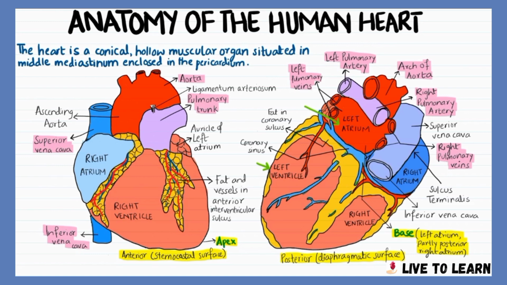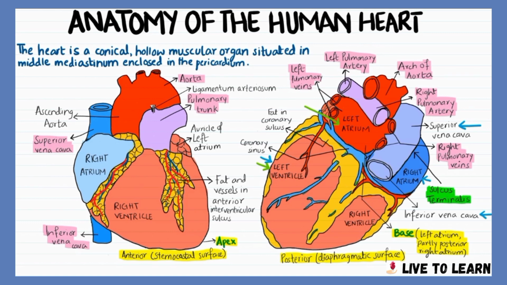The right acute border of the heart is formed by the superior vena cava, the right atrium, and the inferior vena cava, as indicated by the blue arrows. The left obtuse border is formed by the left ventricle, which is also indicated by the blue arrow.